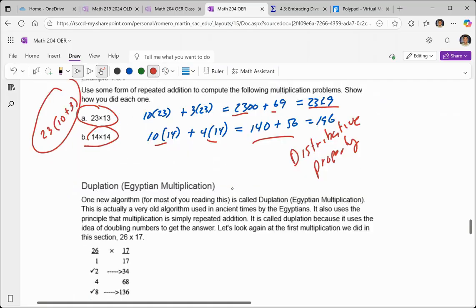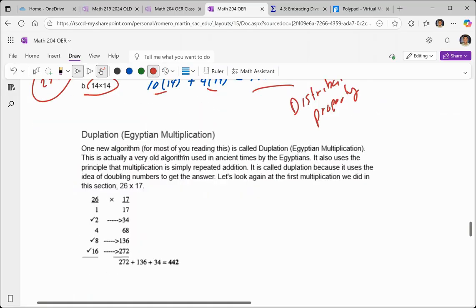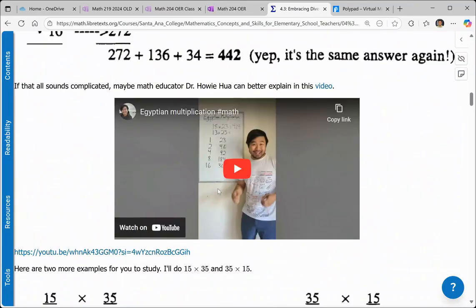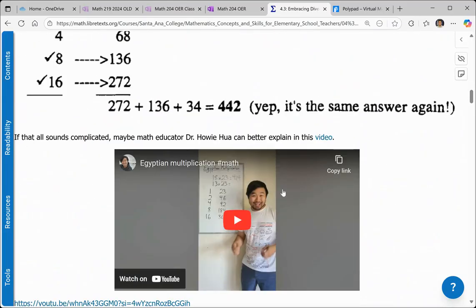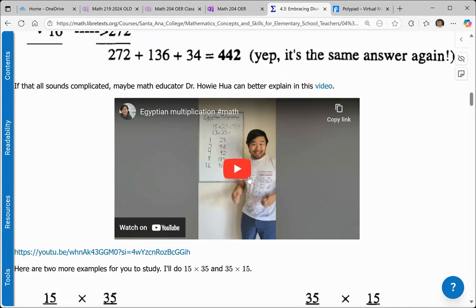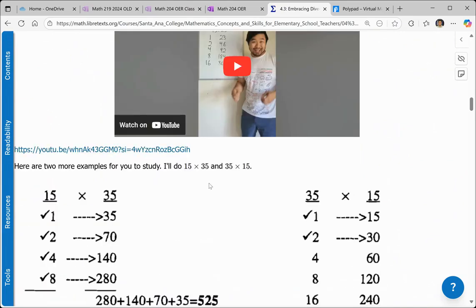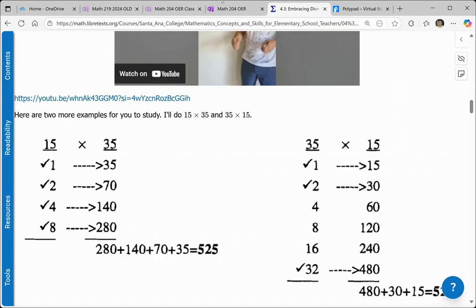It's a popular property we use to simplify algebraic expressions and solve equations. Another method is duplation, better known as the Egyptian multiplication. I think about it as duplicating by two. Let me show you the textbook again. In the textbook, we do have a link where our favorite math educator is showing us how to think through this, and you will see a little bit more explanation in the textbook.